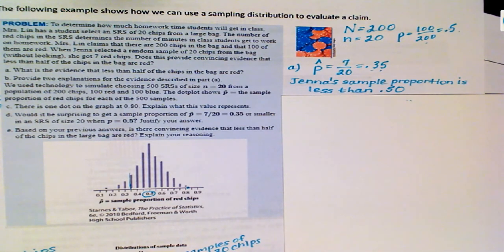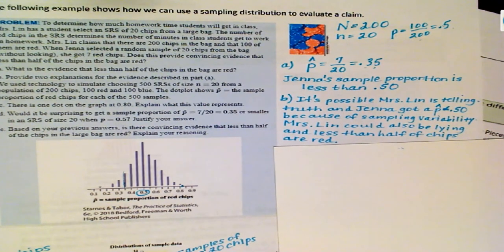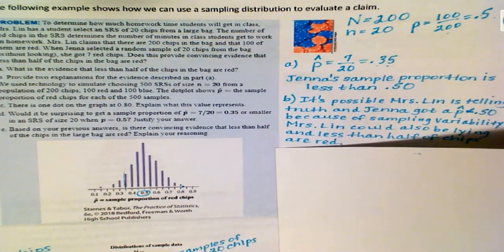A second explanation is maybe the teacher's not telling the truth. So those are the 2 possible reasons for the evidence in Part A. So it's possible Miss Lynn is telling the truth and Jenna got a p hat of less than 0.5 because of sampling variability. Mrs. Lynn could also be lying and less than half the chips are red. So those are the 2 explanations for what happened in Part A.